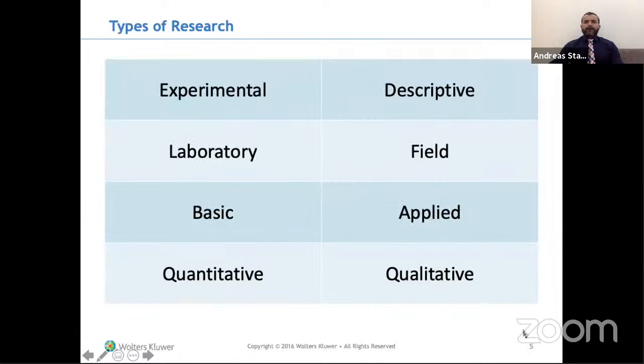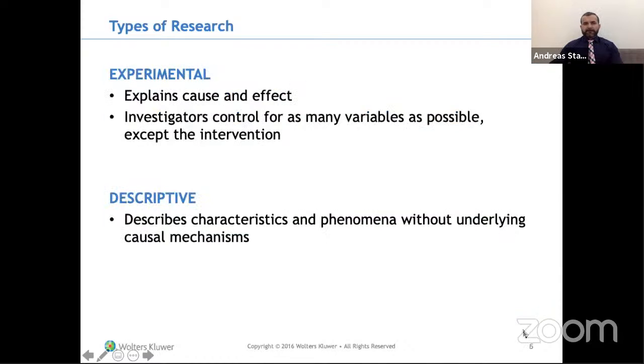In general, we have many types of doing research, and we can categorize them using different criteria. For us in exercise science, and for this course specifically, we're going to talk mainly about experimental versus descriptive, although we have others as well, as you can see: laboratory versus field, basic versus applied, and quantitative versus qualitative. Let's start with the most important, experimental versus descriptive. All right, I'll start with descriptive.